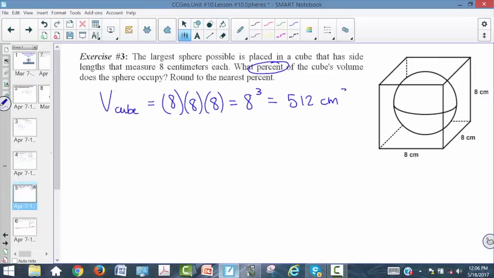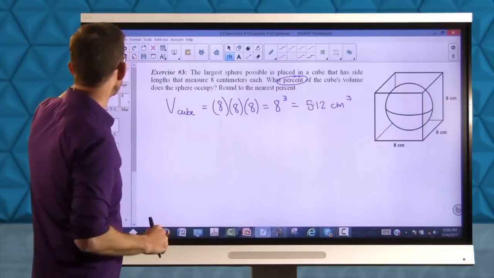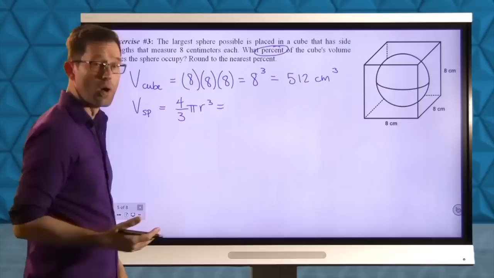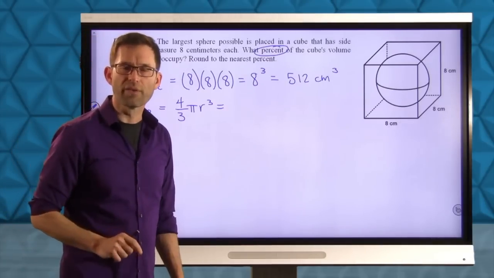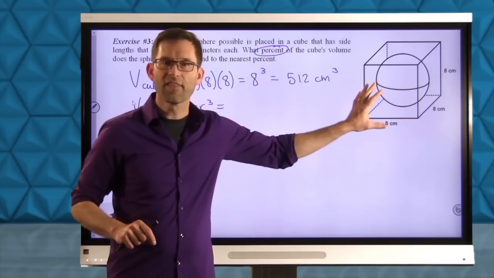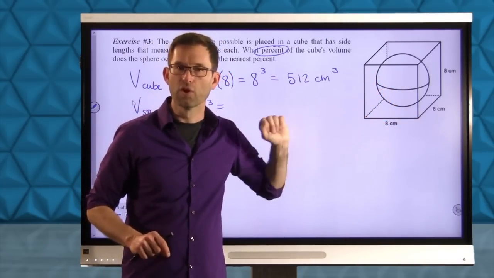512 cubic centimeters. Now let's figure out the volume of that sphere. Obviously the volume of the sphere is going to be 4/3 pi r cubed. What we have to know is what the radius is, yet again. Hopefully that was obvious. The radius of the largest sphere that's going to sit inside of this cube is going to be half of the length of the cube's side.